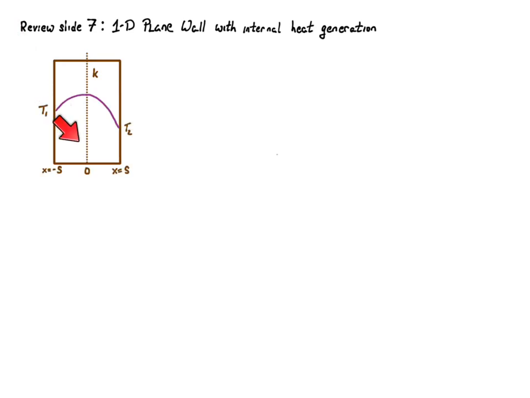We have the center of our coordinate system, x equaling 0 at the midplane, and the width of our plane wall will be 2s, and we're allowing for the temperatures at the wall to be different temperatures. As I've drawn the purple line in here, this is the temperature field that we're looking to solve for.